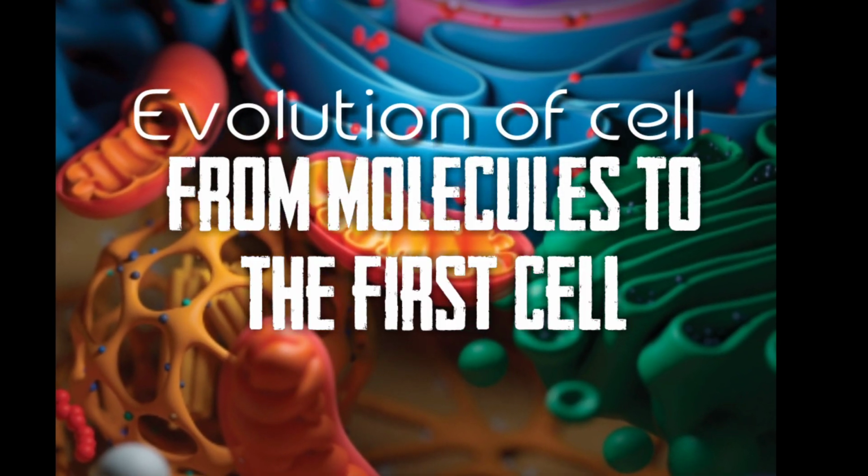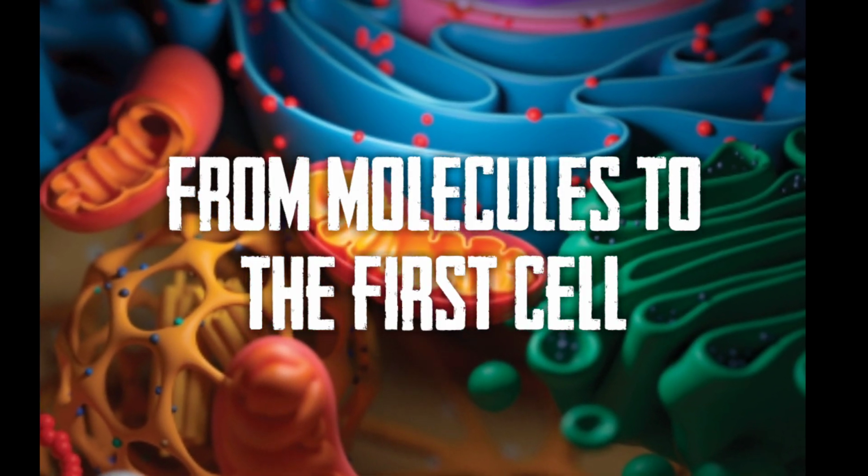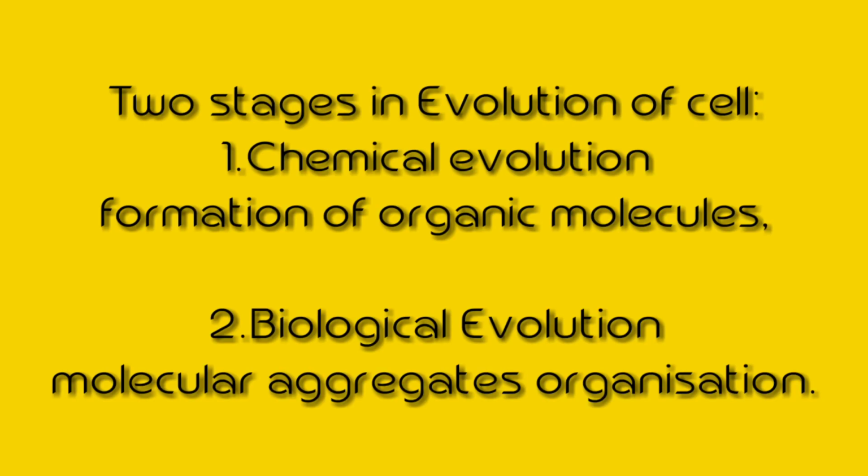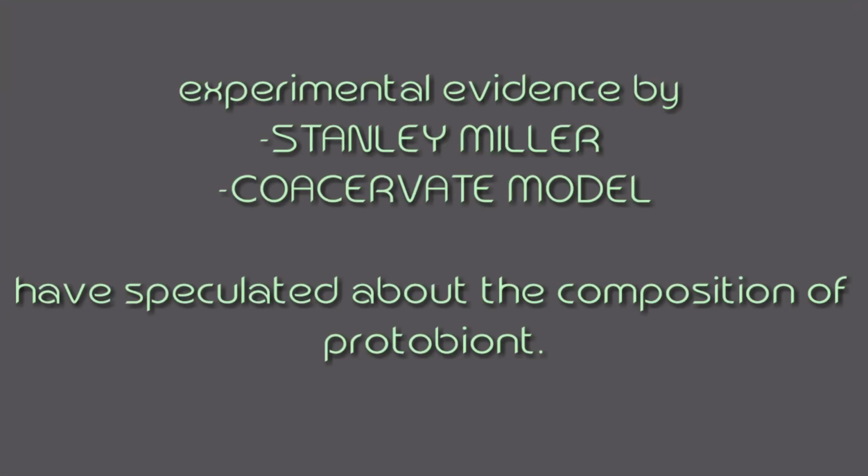Now let's look at the evolution of the cell. There are two stages in the evolution of the cell, that is chemical evolution and biological evolution. Chemical evolution started with the formation of organic molecules on the earth, which had no life until then. We call it the prebiotic earth. They slowly developed the ability of producing an exact copy of themselves, which we call self-replication. During the course of biological evolution, molecular aggregates organized and formed the cell, which was different from the cell as it exists today. These events were traced by several experimental evidences.